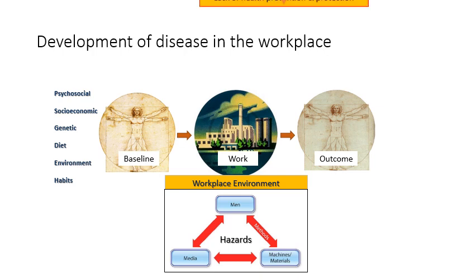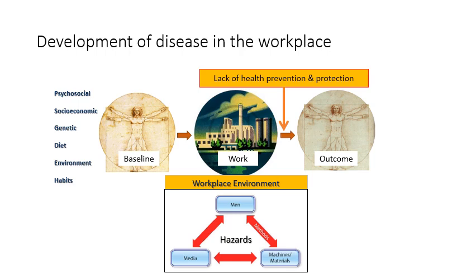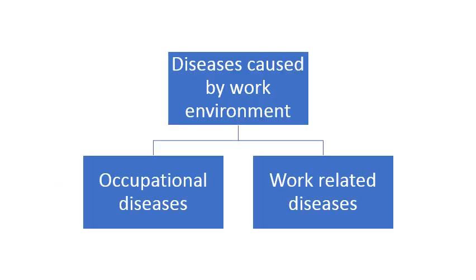If there is inadequate health prevention and protection in the work environment, the affected workers might end up with poor health, diseases, or death. This is where the importance of recognizing and managing occupational diseases comes in. We can generally categorize diseases caused by the work environment into two categories. First, occupational diseases, and second, work-related diseases.